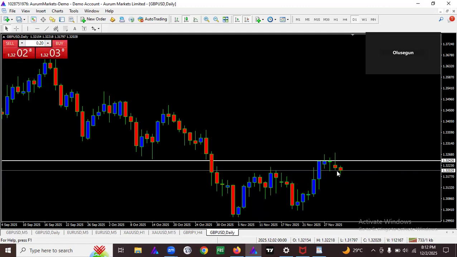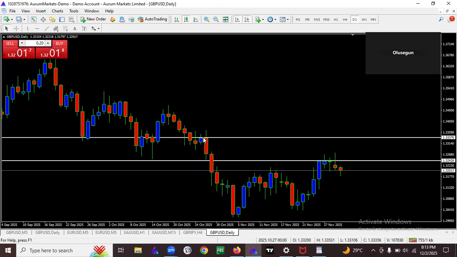So this is our resistance on this instrument. Are you with me? This is our resistance. Why is it a resistance? A bearish candle closed after a bullish candle. So this level is our resistance. And this is where price starts dropping. Can you see that?